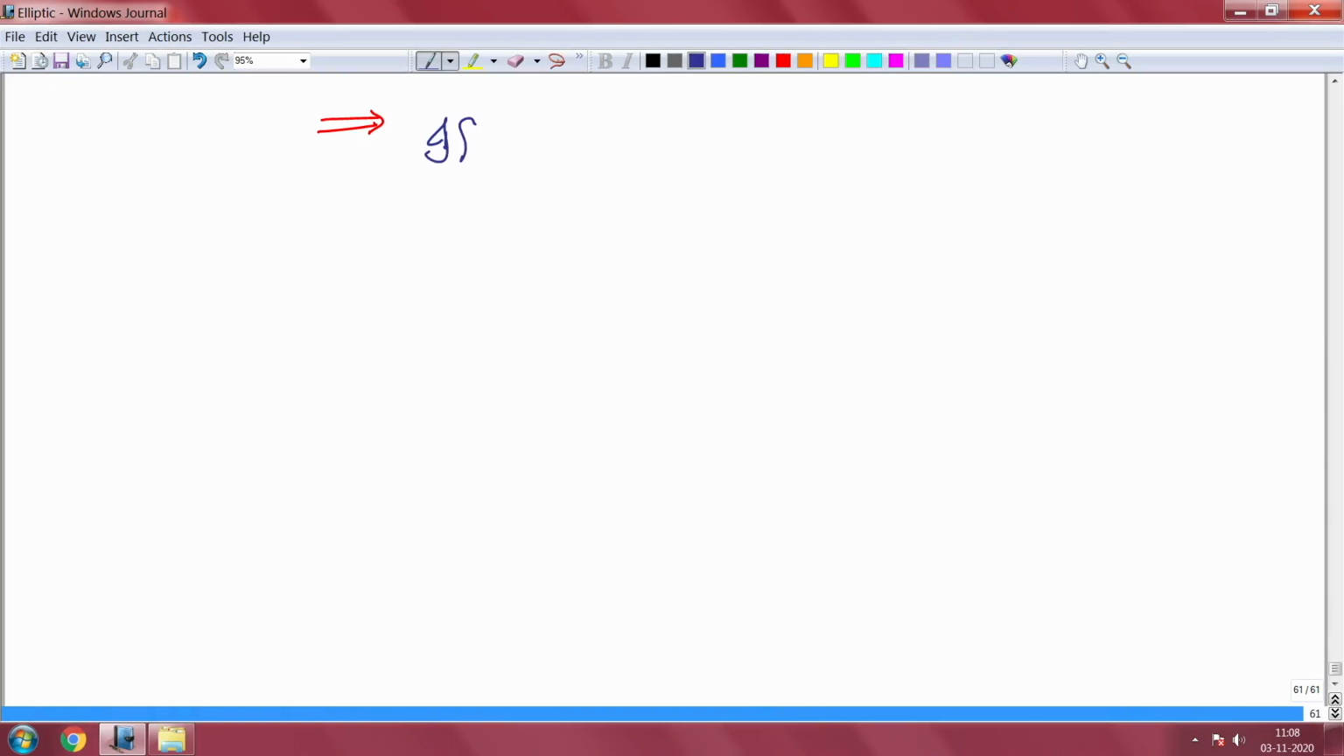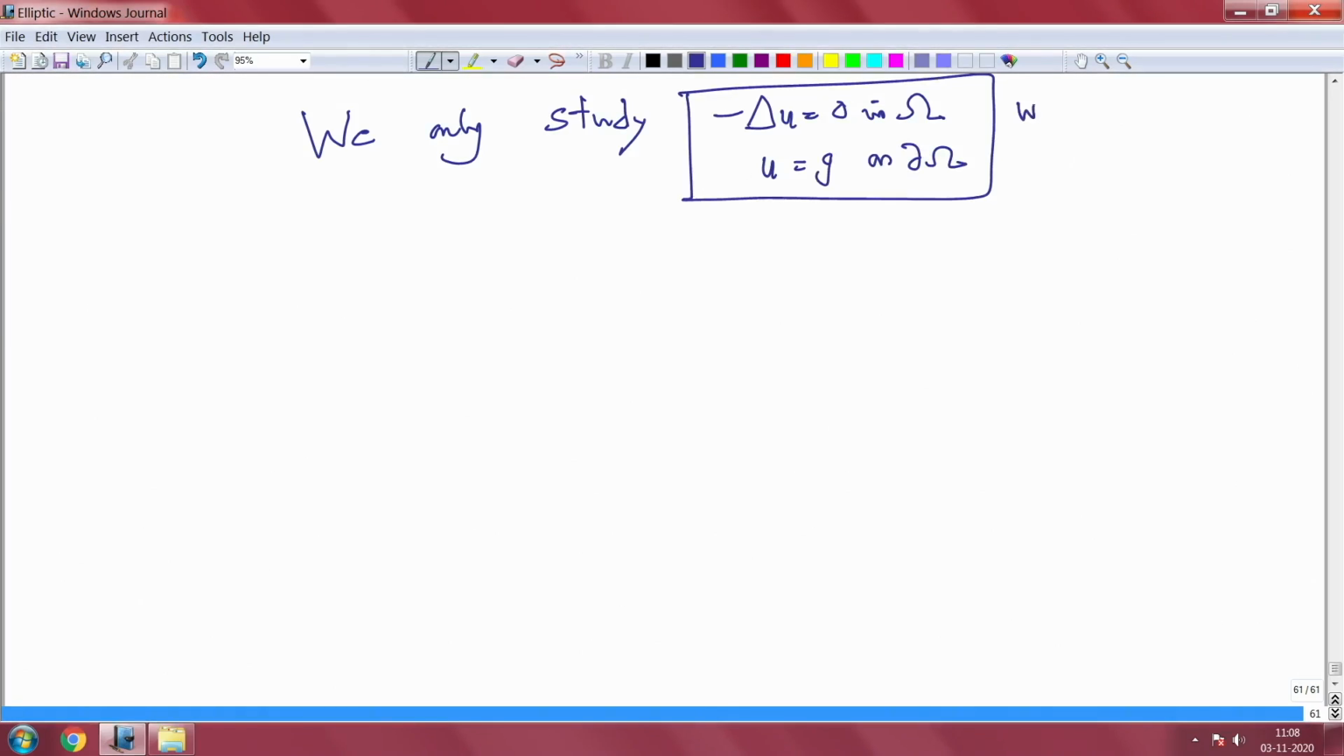Let me, before that, say that I am only going to study this problem. In this course we only study minus Laplacian u equal to 0 in Omega and u equal to g on the boundary. We consider only two cases: Omega equal to R^n plus, or Omega equal to B_r of x. First we are considering R^n plus, and for B_r of x naught we will do it in the next class.